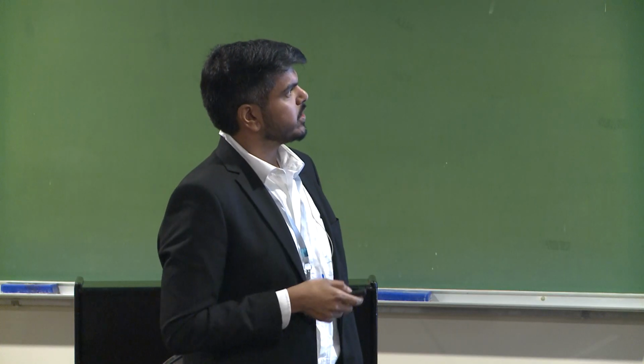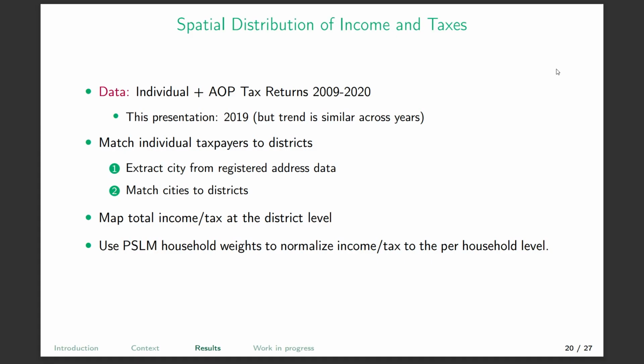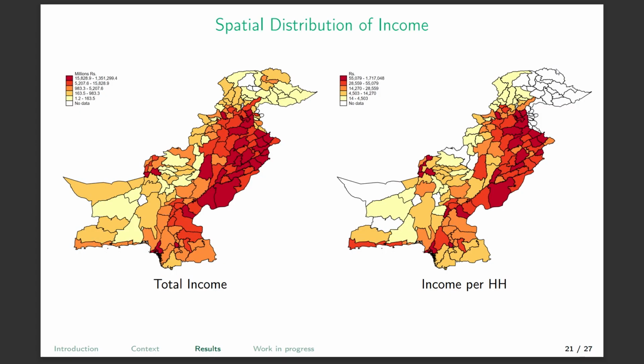Finally, we look at the spatial distribution, again, using tax data to map individuals to their cities and then those cities to those districts. We show two measures. One is just the aggregate, and then we again use PSLM household level weights to look at sort of per household level some of these indicators. So here's what using the tax data, the income distribution by district looks like.